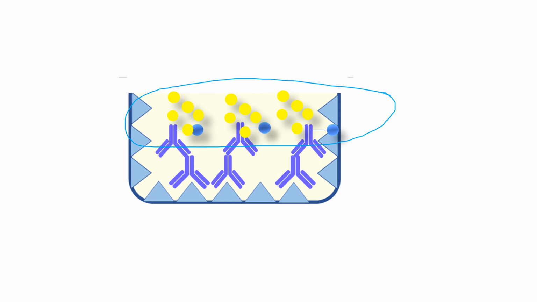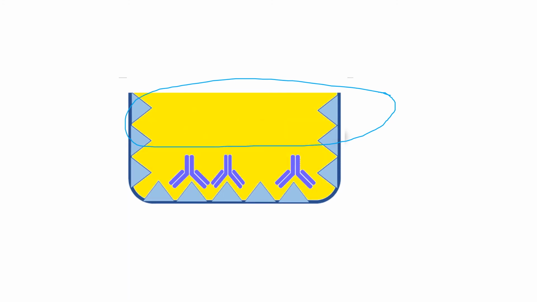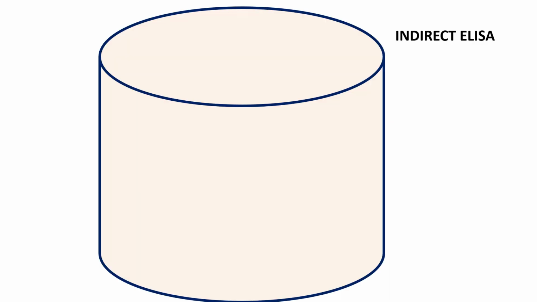Now if you have a greater number of antibodies, there will be more addition of the secondary antibody, so there will be more color. Here there is a formation of color by the action of the enzyme. Because of the increased concentration of antibody, if you have more antibodies, more enzyme will act on the tetramethylbenzidine, and finally we will get more color.